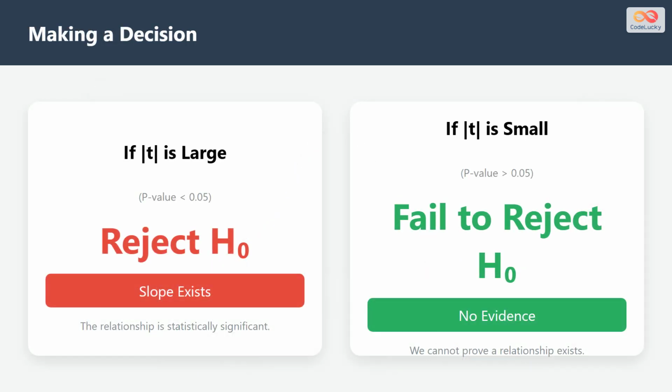Finally, we make a decision. If the absolute value of t is large, yielding a small p-value, usually less than 0.05, we reject the null hypothesis. We conclude that the slope is significantly different from 0. If t is small, we fail to reject the null hypothesis, meaning we don't have enough evidence to prove a relationship exists.